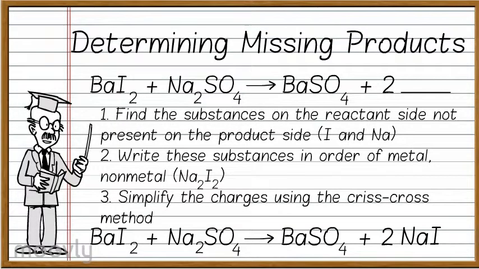It's quite simple, actually, Jimmy. To determine the missing products, you would first find the substances on the reactant side not present on the product side. In the example shown, these are iodine and sodium. Then you would write these substances in order of metal-nonmetal, Na2, I2. Finally, you would simplify the charges using the crisscross method.